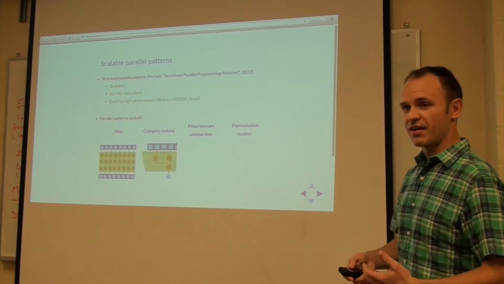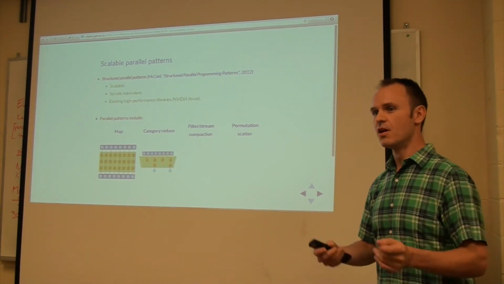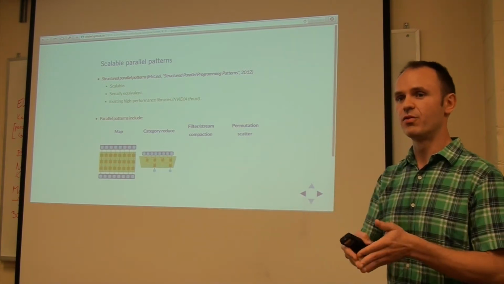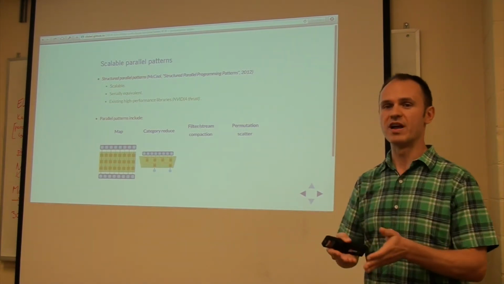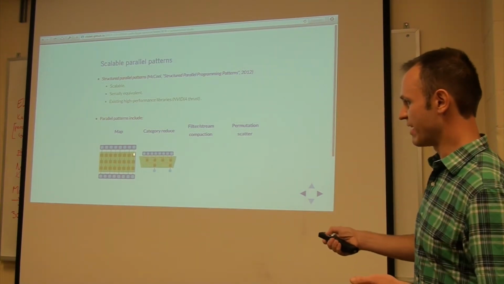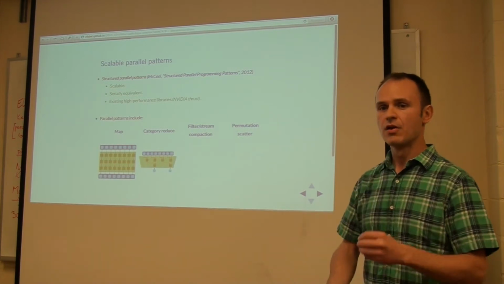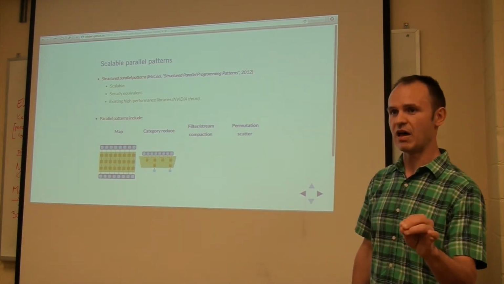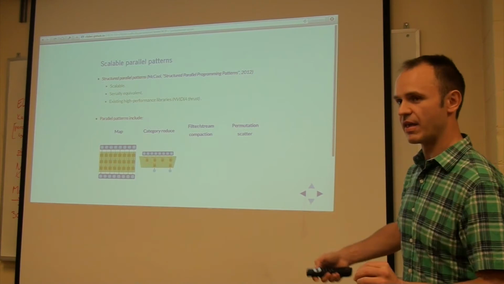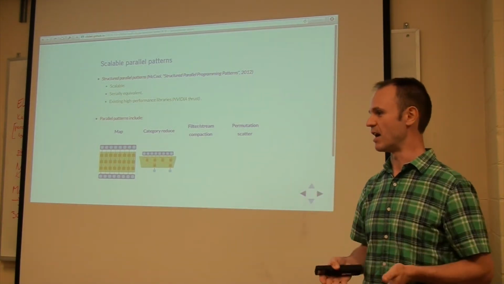Category reduction is a variation of this, where before performing the reduction, we assign each of our inputs to a category and then perform reductions within each one of those categories. So in the context of placement, each entry at the bottom here could be a cost for a block, and all of the inputs that would be reduced for that would be the costs of the nets connected to that block, for instance.